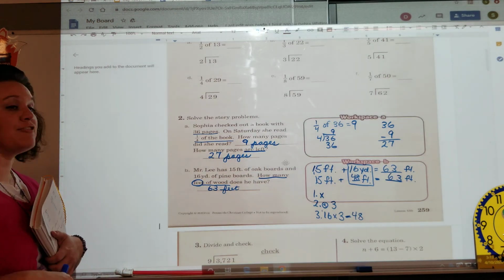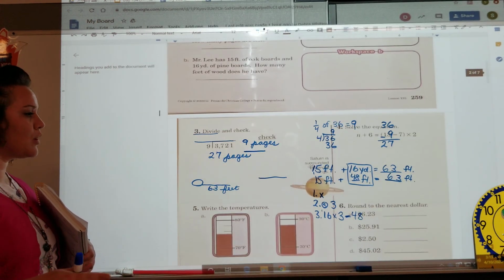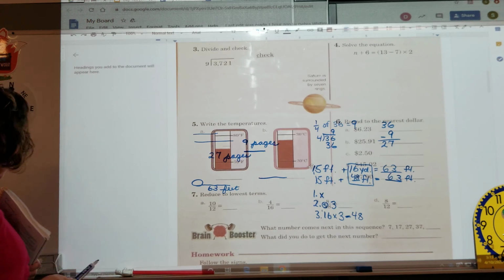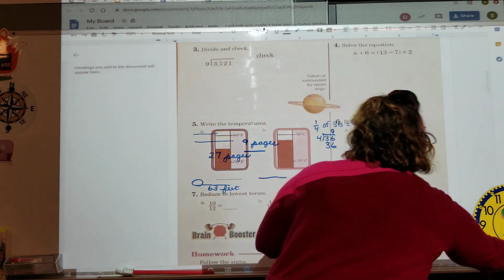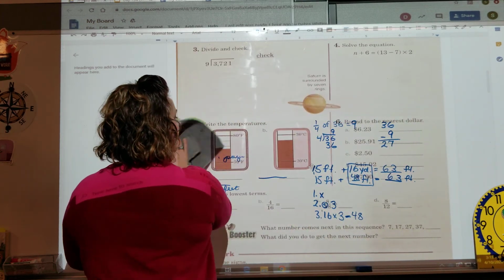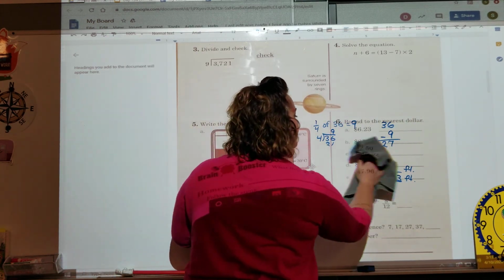I'll let you go ahead and finish up this and turn to the back of your paper while I get set up for the back of the paper. This one's going to go a little bit faster.